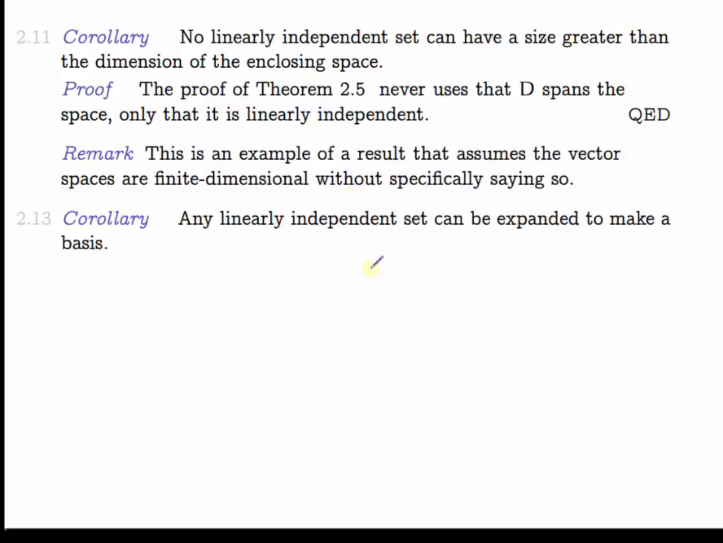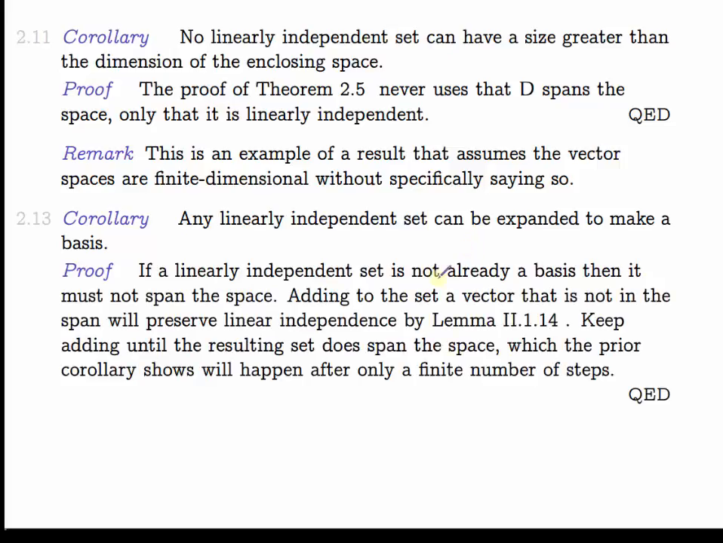Another corollary: any linearly independent set can be expanded to make a basis. Here's the proof. If a linearly independent set is not already a basis, then it must not span the space. Add to the set a vector that is not in the span, and that will preserve linear independence.